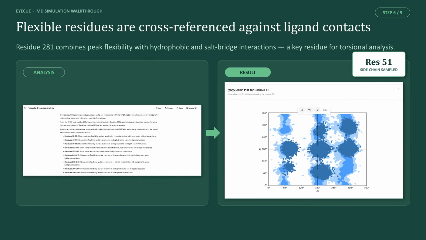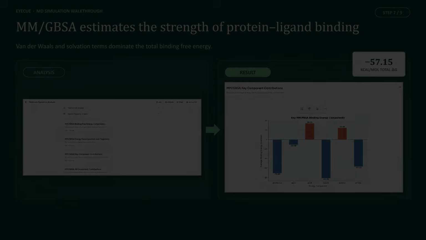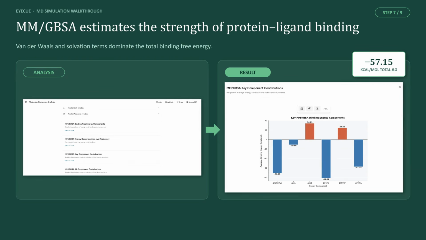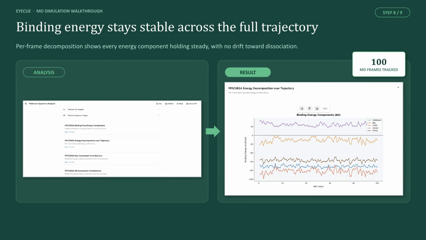Using information from RMSF data and protein ligand interactions, the agent was able to identify flexible residues in contact with the ligand, for example, residue 51 in this case. Torsional angle sampling through Janin plots is then carried out. Next, the agent moved to quantify protein ligand interaction strength through MMGBSA calculations. Contribution of individual energy terms to total binding affinity can be traced.